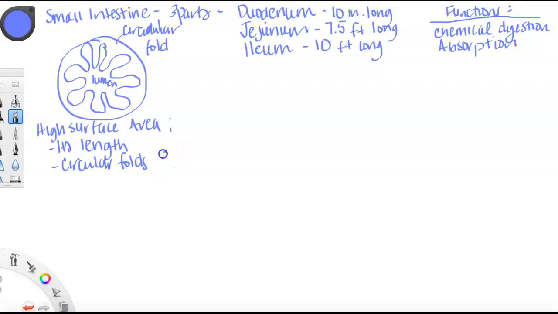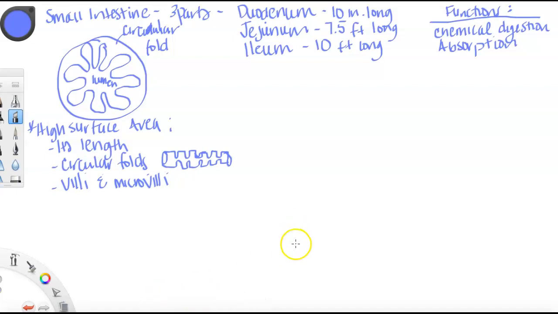And from the side, the tube itself looks a little bit like this. Okay, so those are the circular fold part of it. Along with that, there are things called villi and microvilli, which really gives a high surface area for food.